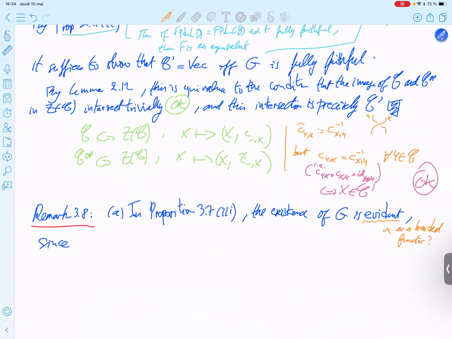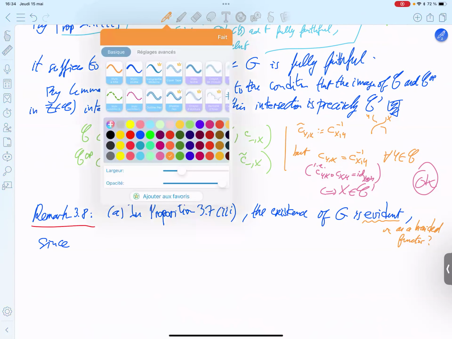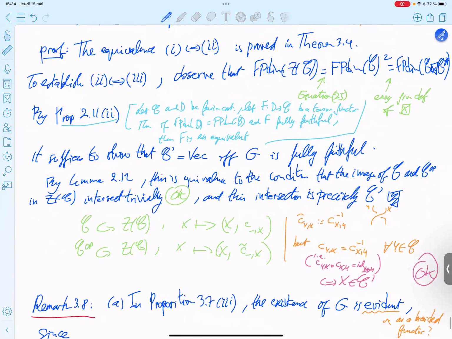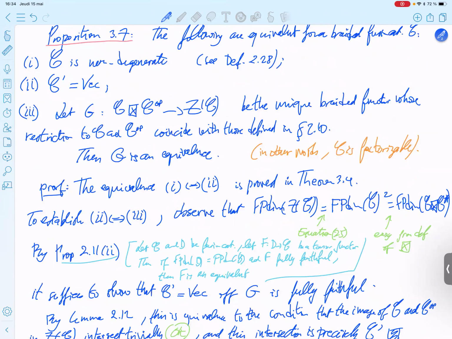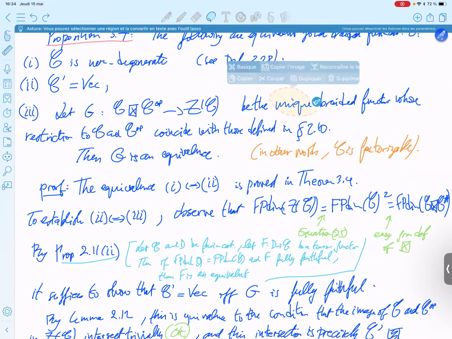Anyway, since it's just a remark. So of course, we already discussed this kind of functor from the tensor product. So should we come back to what we said before to prove this? Or maybe there is a uniqueness also. I don't know. Maybe they are talking about uniqueness.